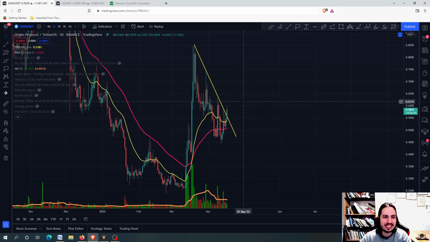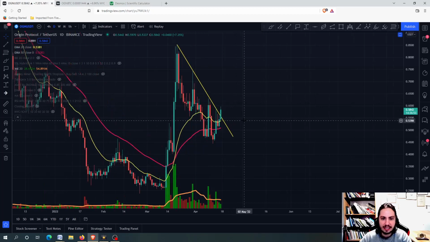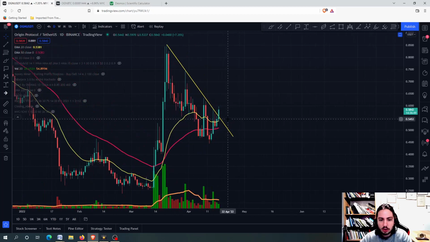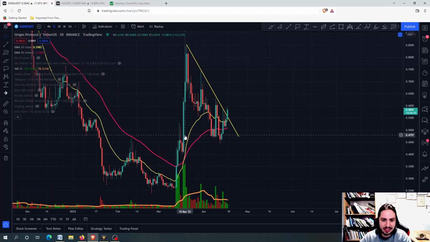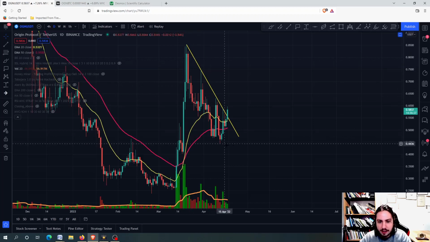Let's go right now and see OGN against USDT on the daily frame and on the 4-hour frame. What do we have right now? Could this possibly be a bull flag formation going on for OGN? For example, we had this crazy massive breakout. You remember back in March, it was insane, right? And from then we corrected.